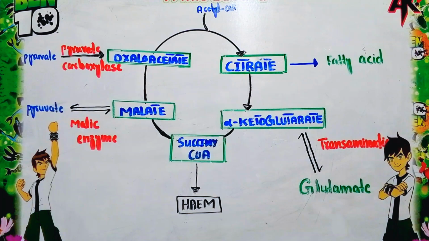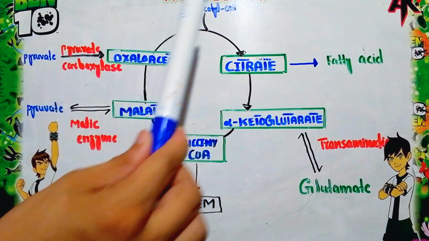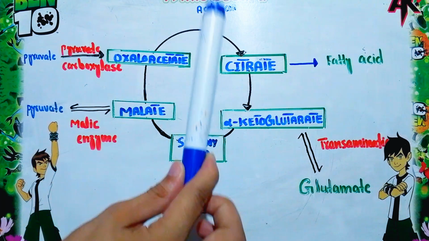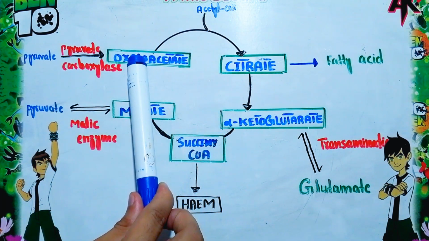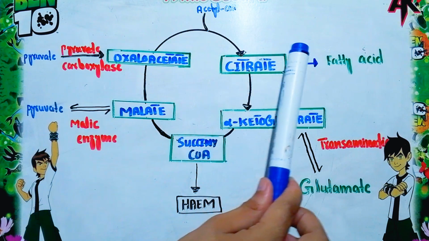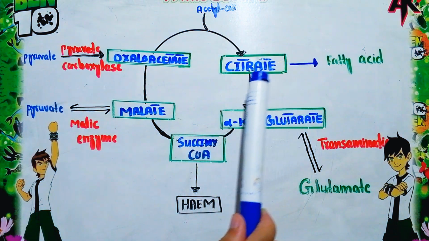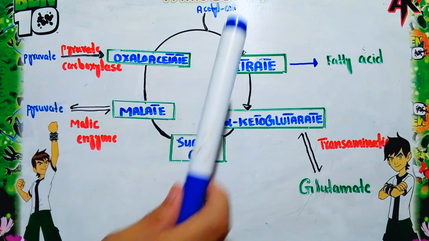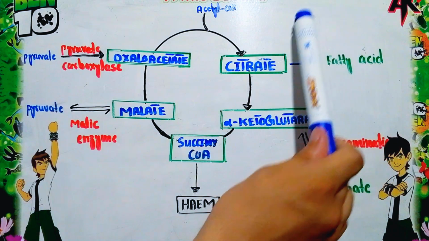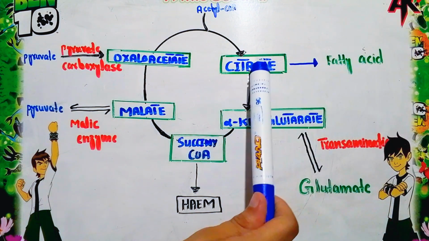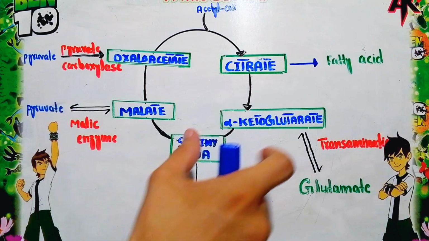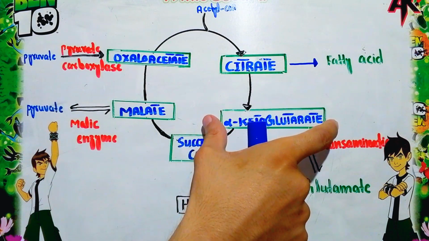Now look, see here the summary of the anaplerotic reactions. This is the initial substance for the TCA cycle, acetyl coenzyme A. It will combine with oxaloacetate, and as a result it will form the first product of the TCA cycle, that is citrate. Now this citrate is used for the synthesis of various types of fatty acids that are formed from citrate. Now look, see here the second intermediate, that is alpha ketoglutarate.